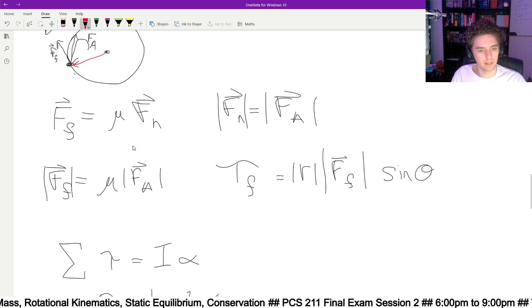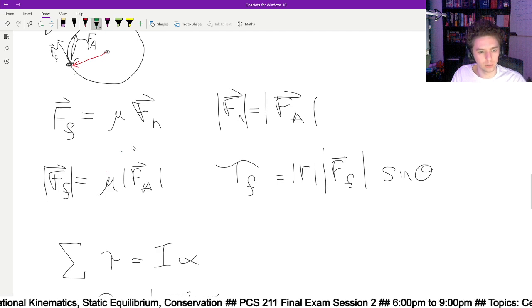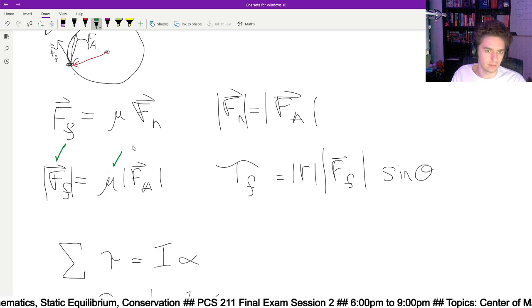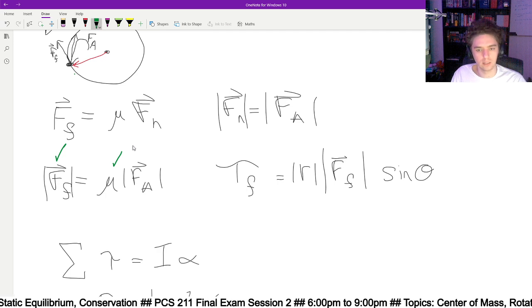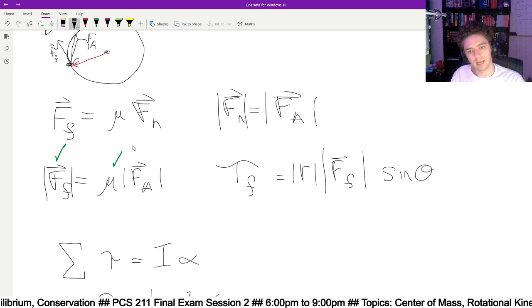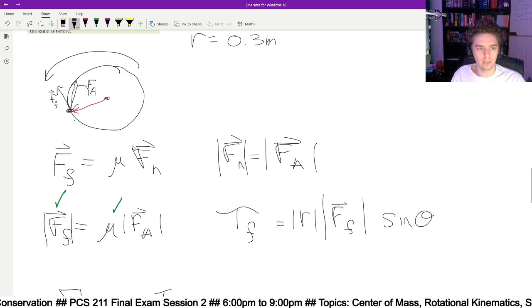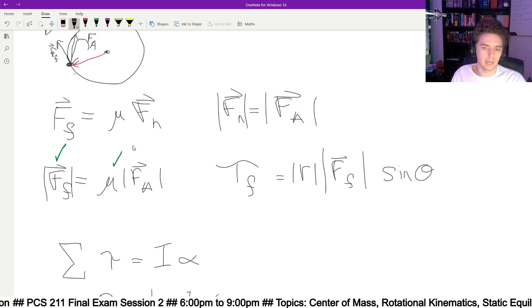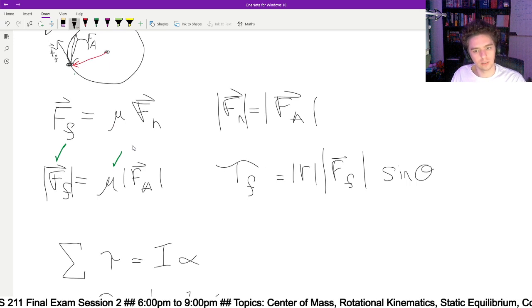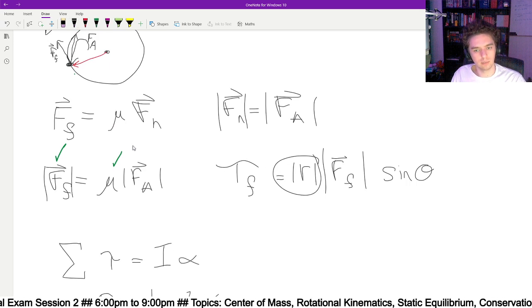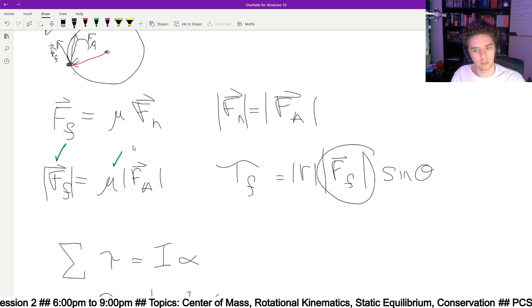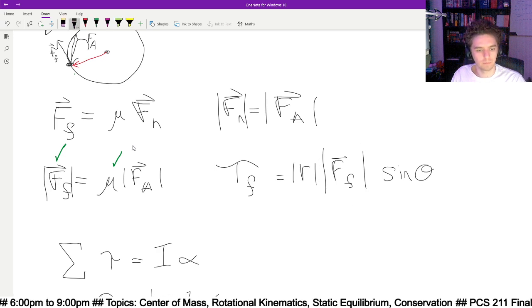Do I know the rest of the stuff? I know this mu. We calculated the last part. I don't know Ff. I don't know the magnitude of the force of friction. So I got to start working on that. Let's try to figure that out. Well, looking at the force of friction, we can calculate the torque done by the force of friction is equal to the distance from the axle times the force of friction times sine theta.